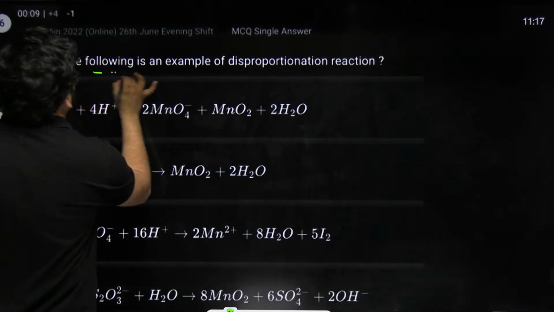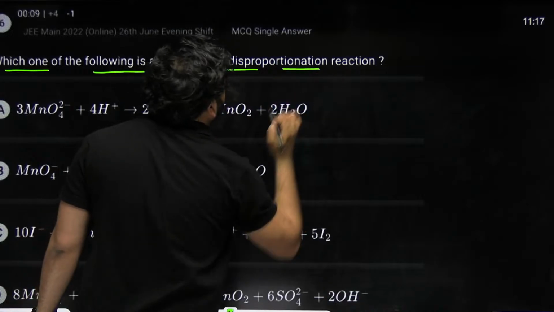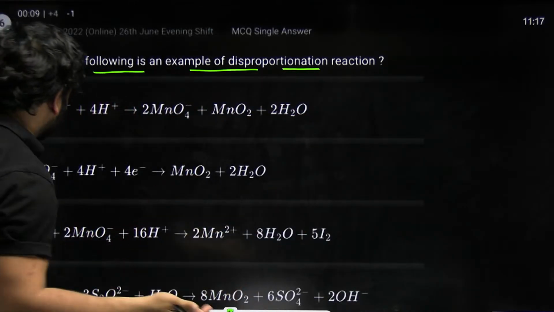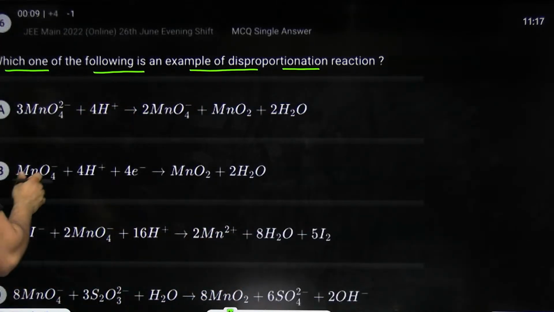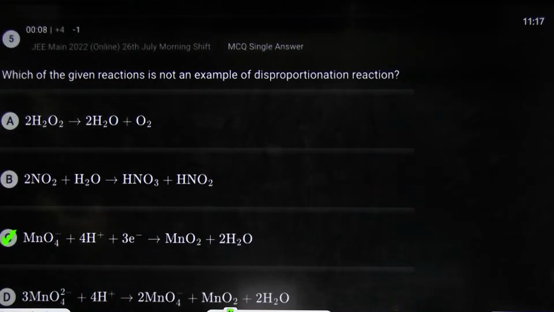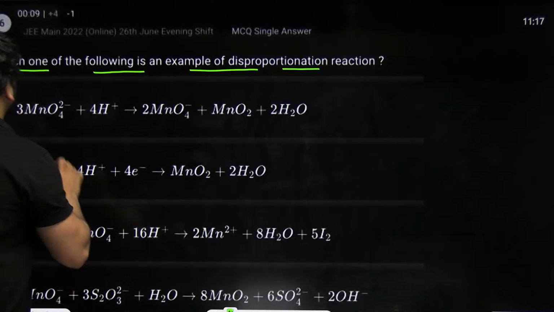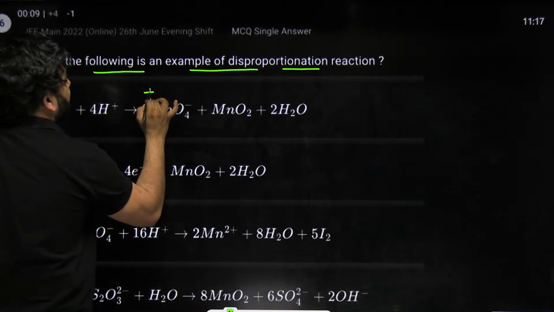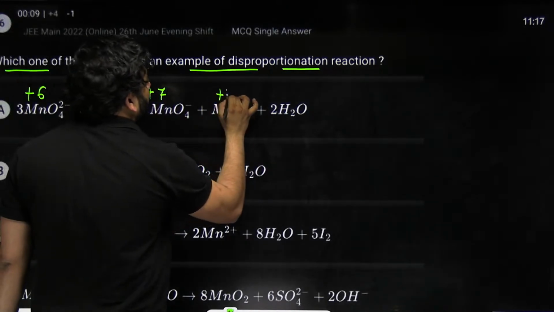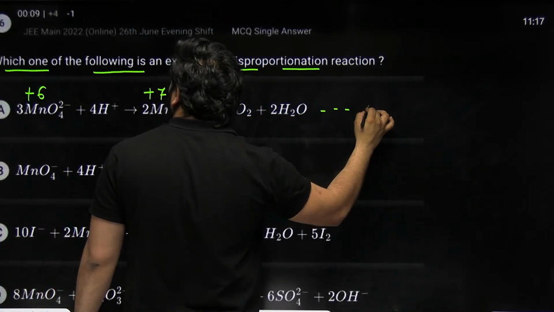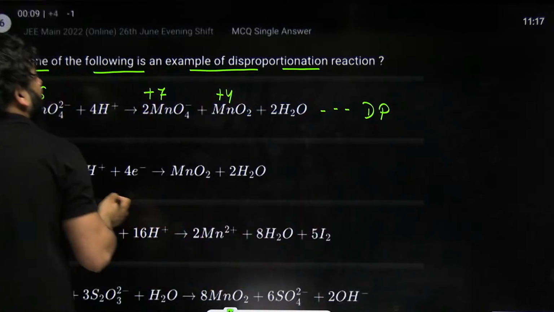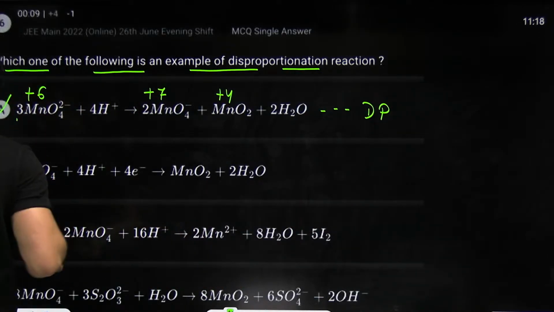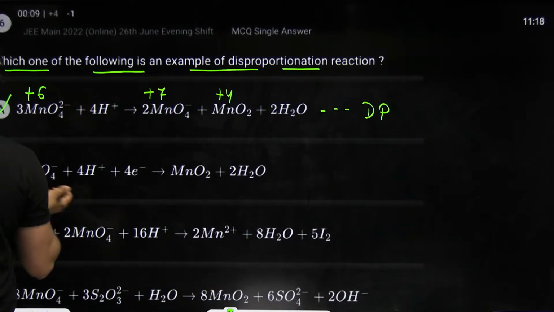Next is: which one of the following is an example of a disproportionation reaction? Okay, now it has been asked. Similar questions have been asked previously, I see, and that previous question also came in 2022. This is also from 2022. Let us see. This is in +6 oxidation state going to +7, and this is +4 oxidation state. This is an example of a disproportionation reaction. The first option is correct.